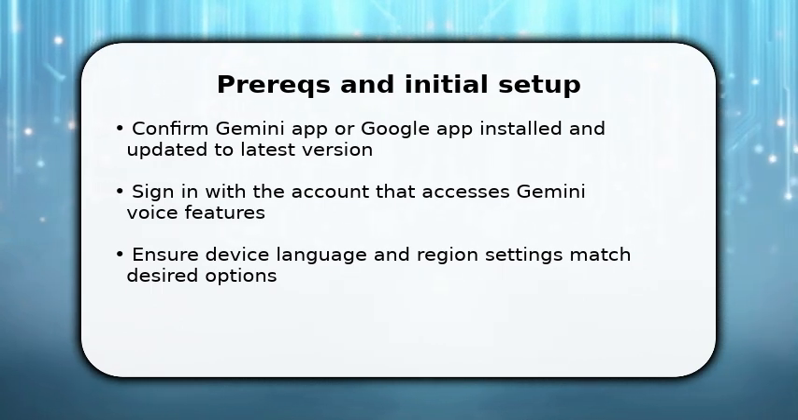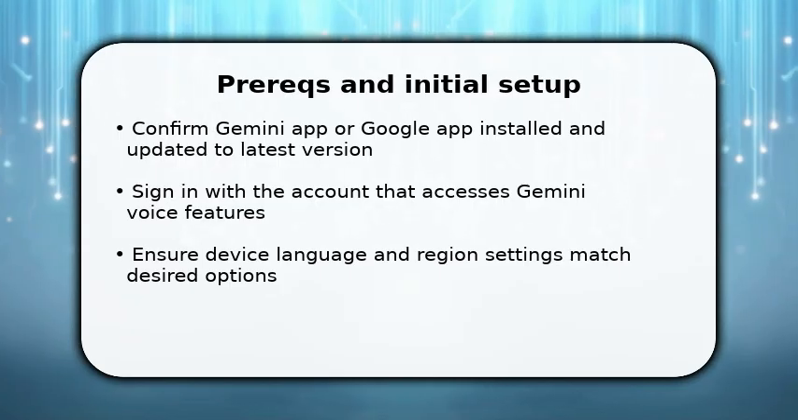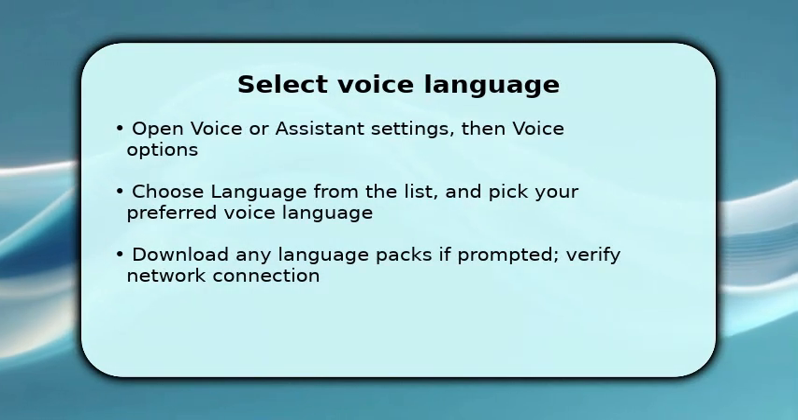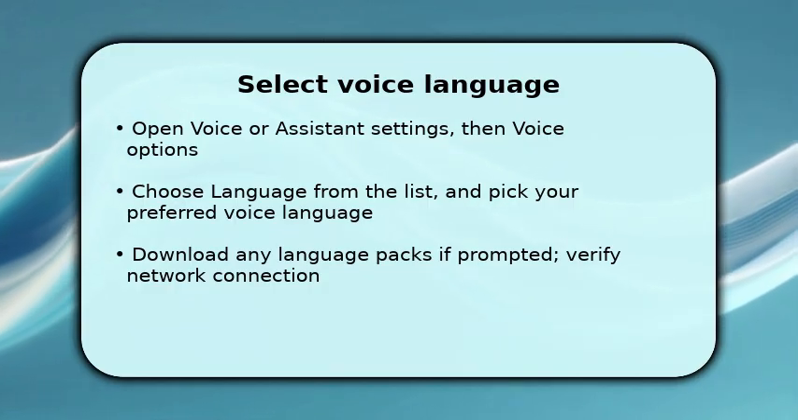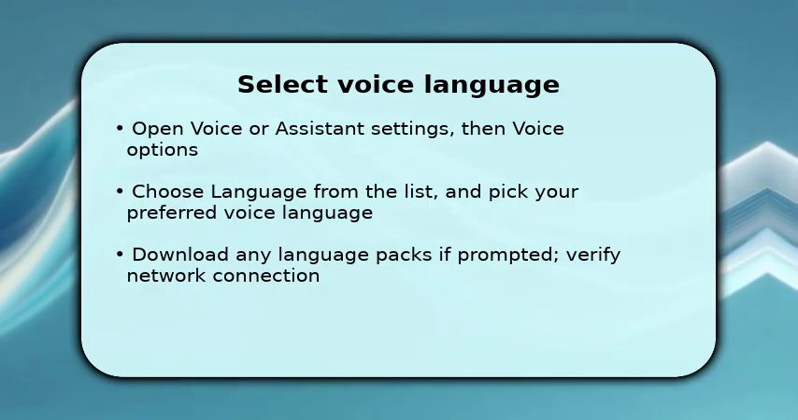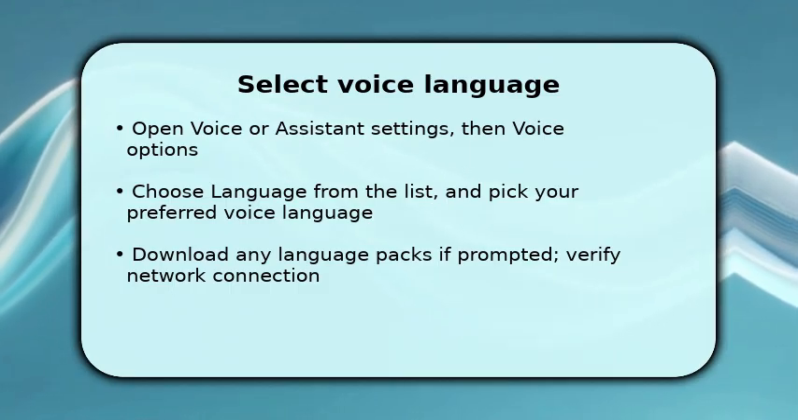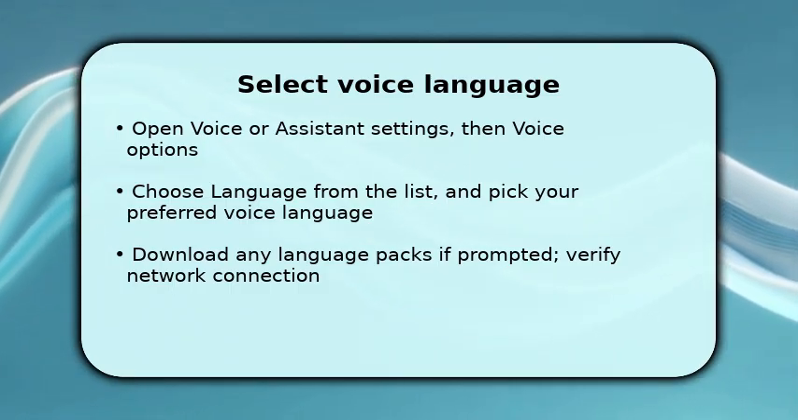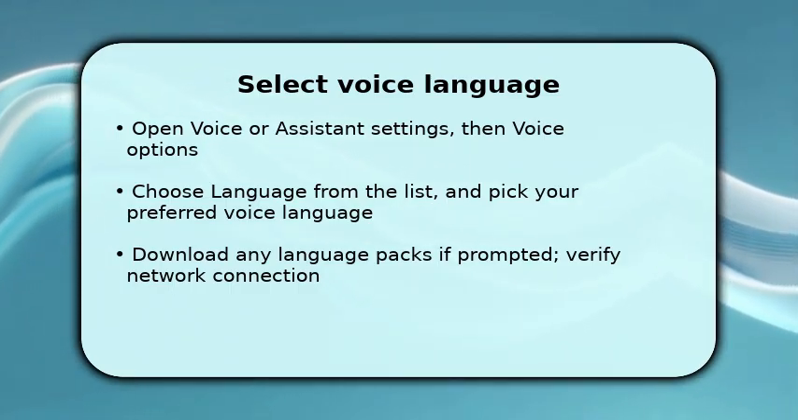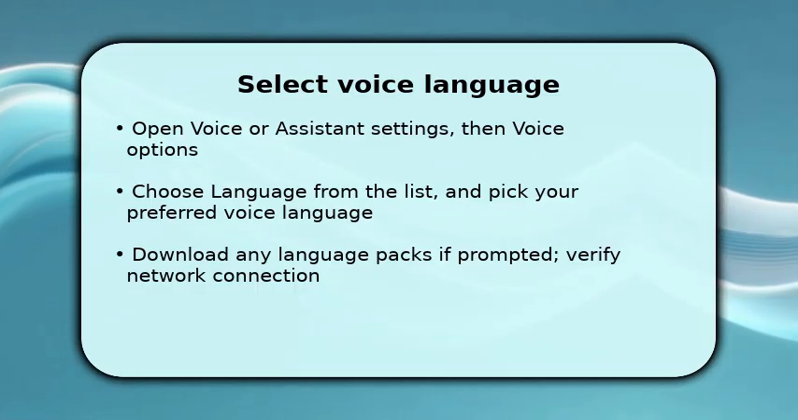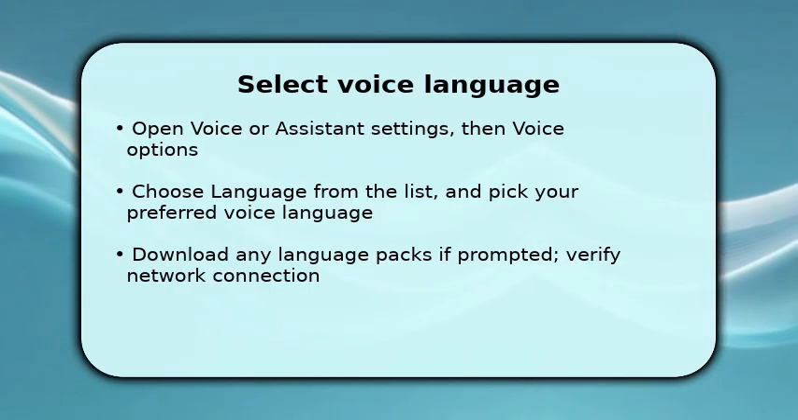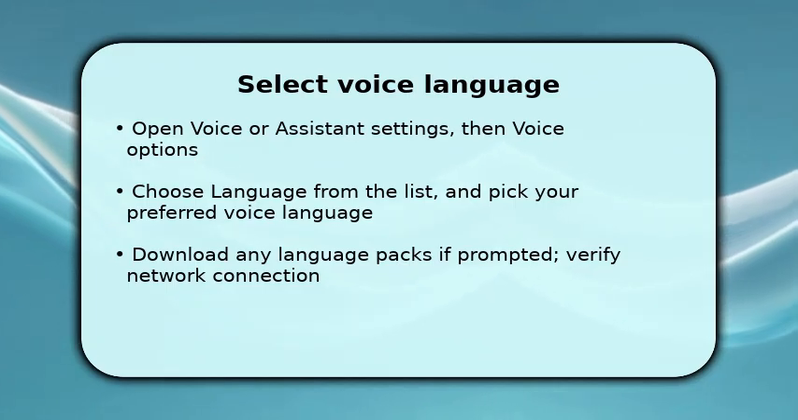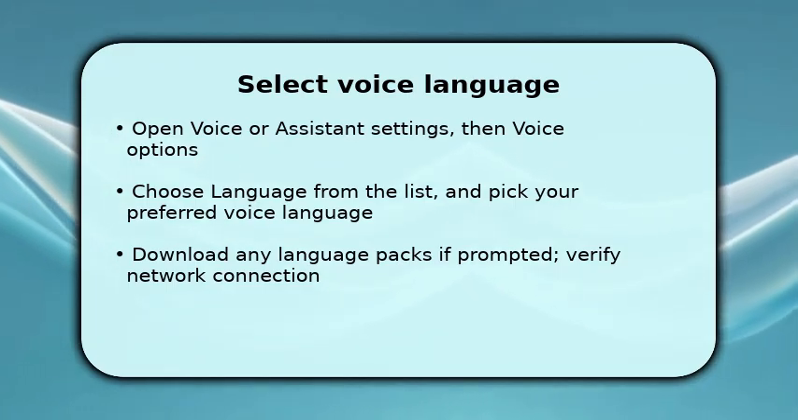Now continue by selecting the voice language itself. In voice settings, tap language and review available language options. Some languages include multiple regional variants. Pick the desired language and then select the voice variant or accent if offered. Make sure to accept any prompts to download language data. This may require Wi-Fi to save data. Once the download completes, test with a short prompt. This step changes how Gemini pronounces words and applies locale-specific rules for better naturalness.